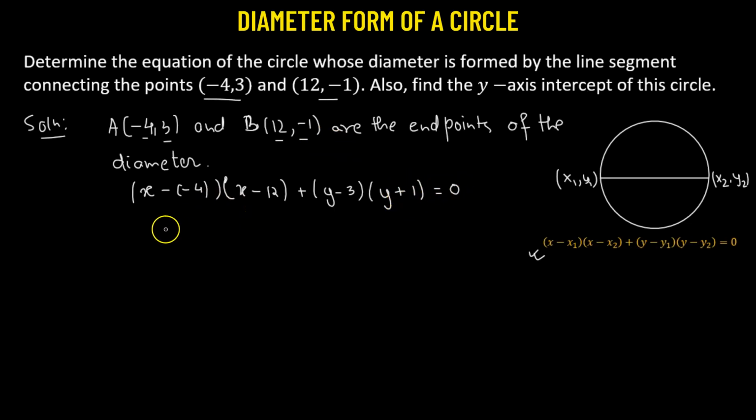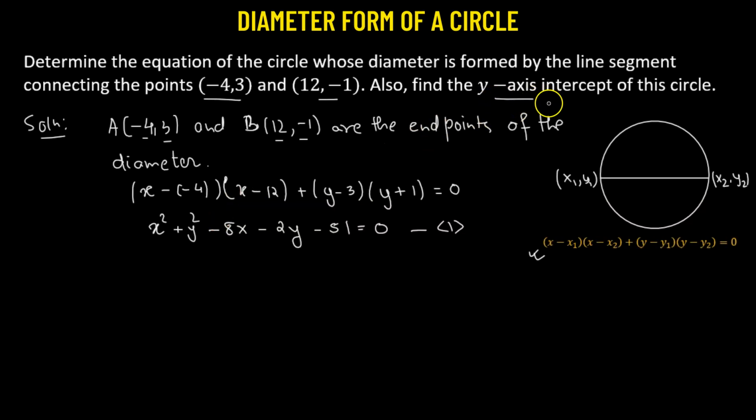Now when we expand it, we get the equation x squared plus y squared minus 8x minus 2y minus 51 equals 0. This is the required equation of our circle. Let's label this as number 1. We are not done yet; we are only done with the first part.